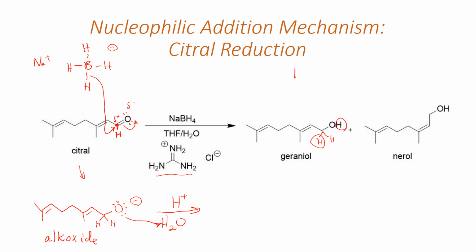Hydride, hydrogen with an electron pair, is hydride. That added in the first step, and a proton with no electrons added in the second step. So you've added a hydride and a proton in this reaction.